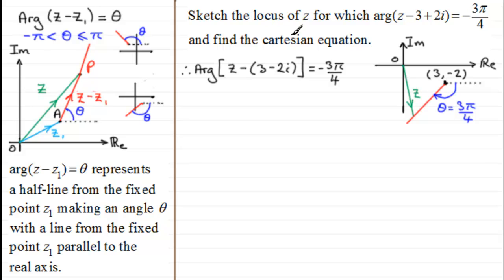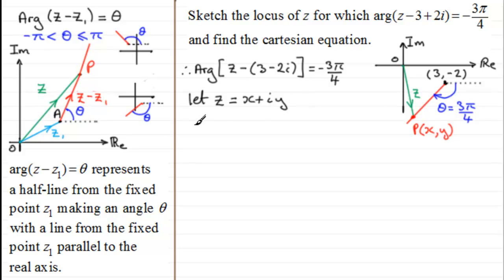Now it says find the Cartesian equation of this half line. And this is where we've got to be very careful. Let's take this point here, P, say, and we'll say it has, in general, coordinates x and y. It's going to vary as z moves along this half line. So let z be the complex number x + iy. This is the general way that we work with the Cartesian equation type of question.